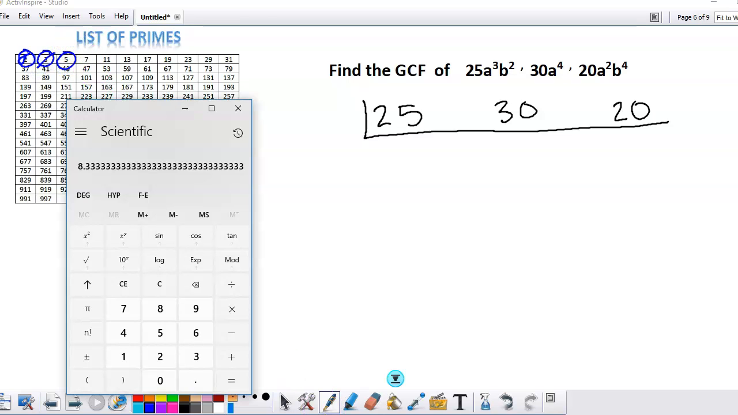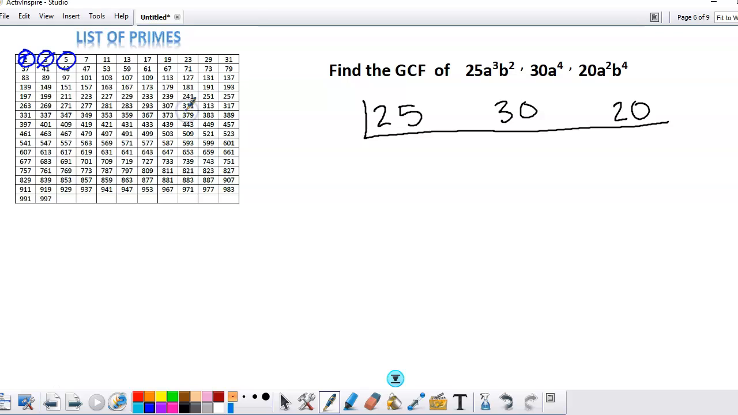Will 25 be evenly divided by 5? 25 divide 5. And we get an answer of 5. So good so far. Let's keep going. Can we divide 30 by 5 and get a whole number answer? Yes, we can. Can we divide 20 by 5 and get a whole number answer? Yes. So we have found our first prime number, first piece of our GCF.